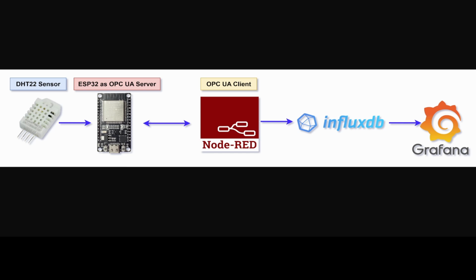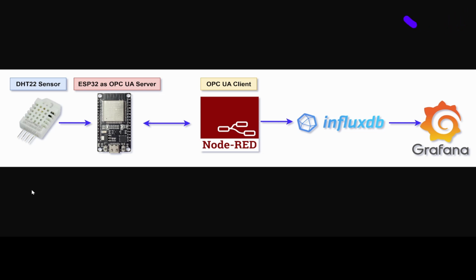In my previous videos in this playlist, I have explained how to run an OPC UA server on ESP32 and connect it to Node-RED. I suggest you first watch them so that you are equipped for this video. You can watch them by clicking on the link from the top right corner or in the description below.